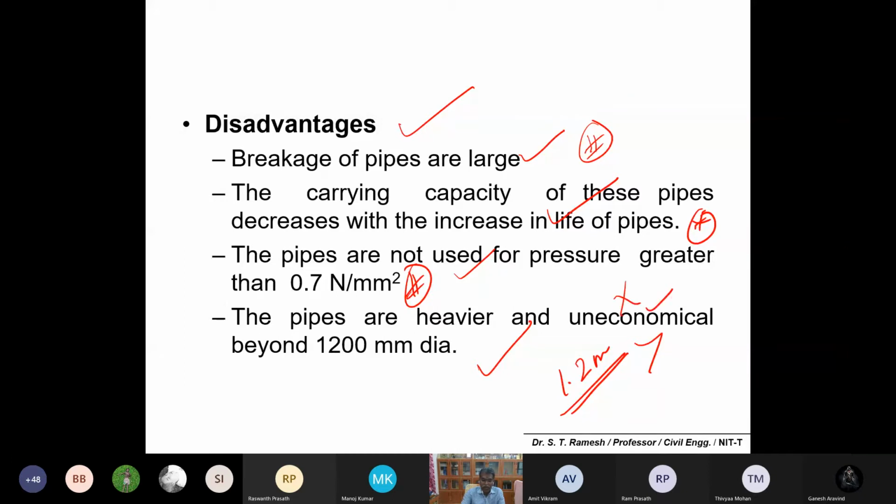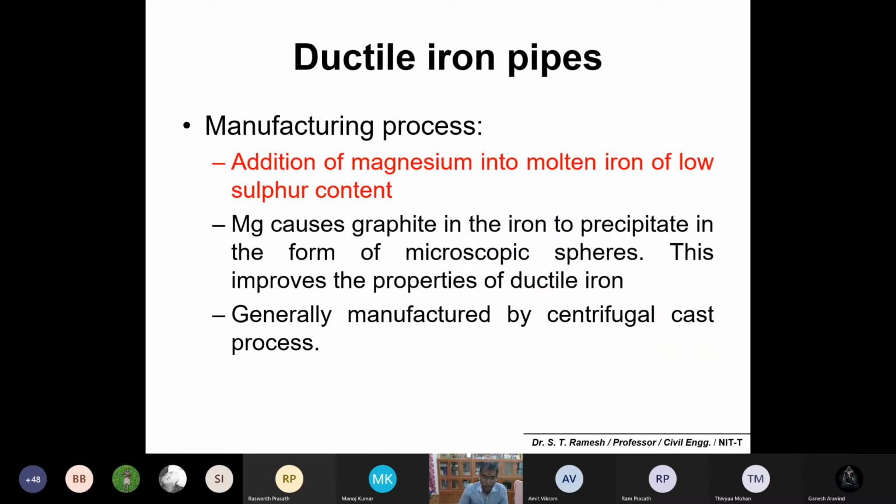If the requirement is more than 1.2 meter diameter, these CI pipes are very heavy. If it is heavy, it is difficult to handle, difficult to transport, difficult to lay, difficult to join, difficult to make connections, and it is also uneconomical. So please make a note. These are the advantages and also drawbacks. Now we'll move on to ductile iron pipes.